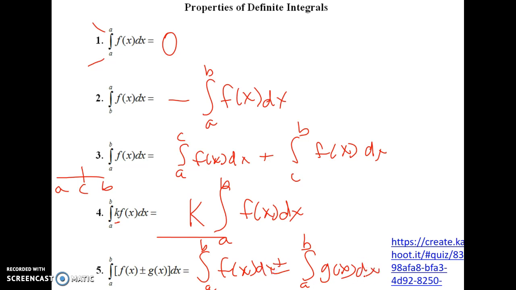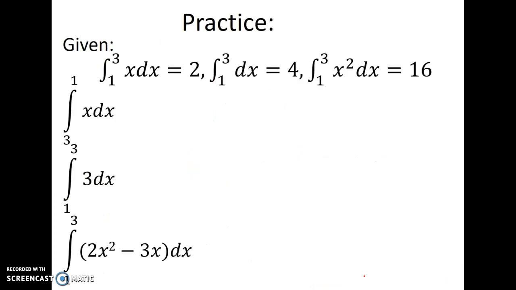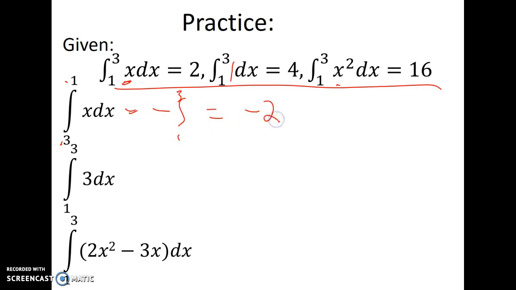So let's try some practice on these properties. So notice what's given up here. All the lower bounds are 1, upper bounds are 3. Of x, the area is 2. Of 1 dx, 4. Of x squared, it's 16. So I want from 3 to 1. Not 1 to 3, but 3 to 1. So it's just the opposite of 1 to 3, which we know is 2, so the answer is negative 2.